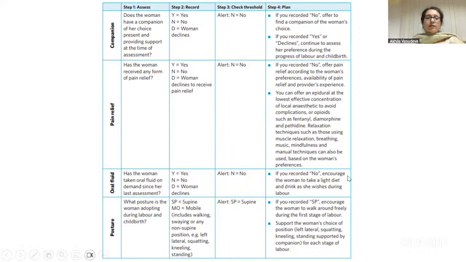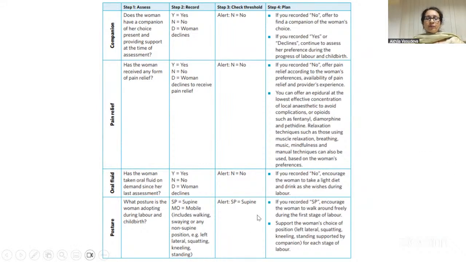Make sure that she is encouraged to take a light diet as well as drink as and when she wishes during labor. As far as possible, women should not be given IV fluids because it hinders their movement. It confines them to the bed and is most of the time not required. So you should allow them to drink as and when they want and however much they wish to.